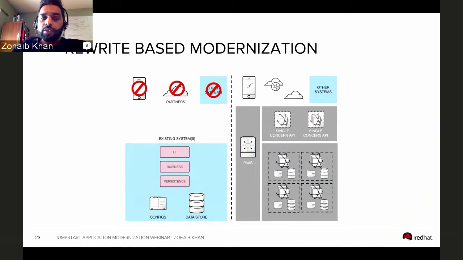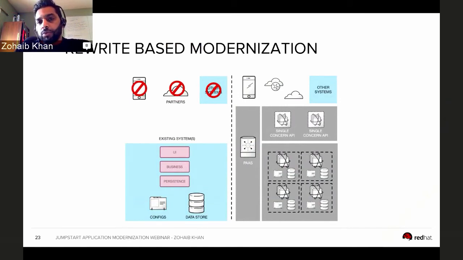Let's say the platform it's running on is going end of life. The vendor's not going to support that anymore. If you're running on Solaris, or on something that is going out of support, then you have to get out. You have no choice, right? So if you find yourself in this paradigm, obviously this is a hard situation to deal with.